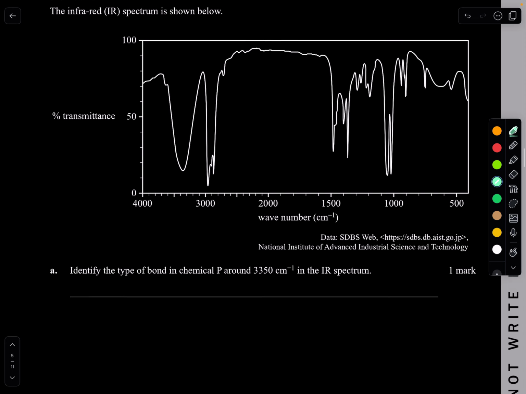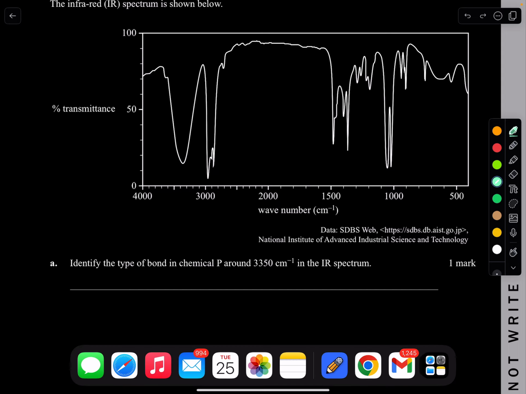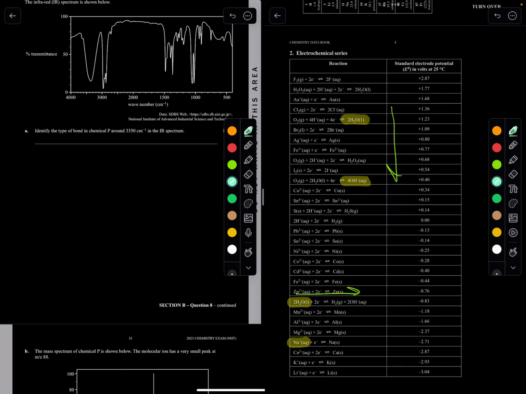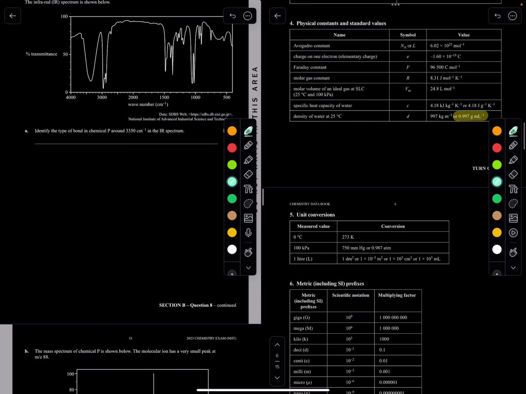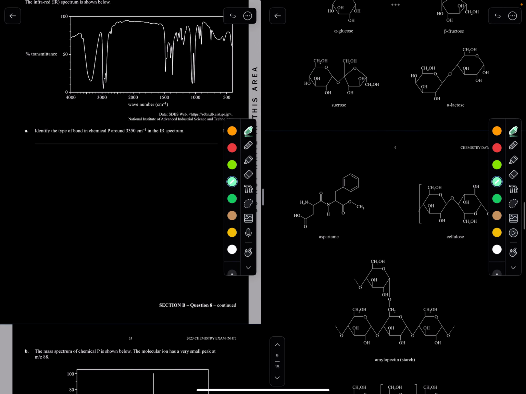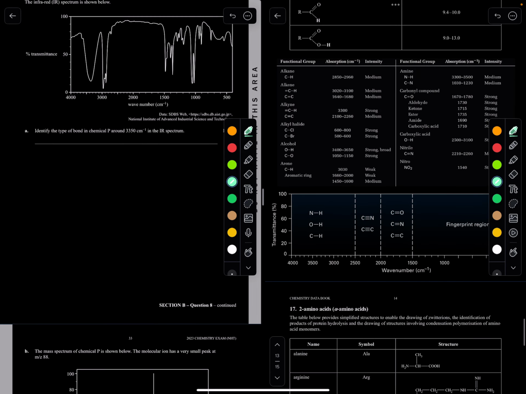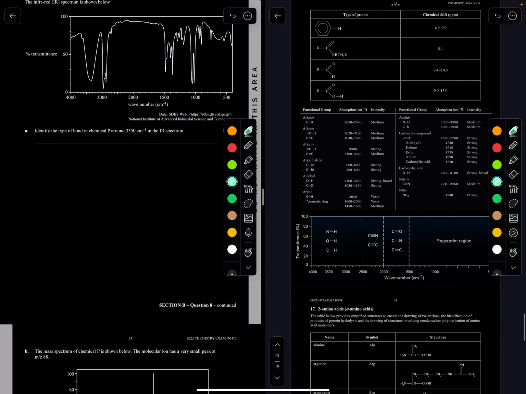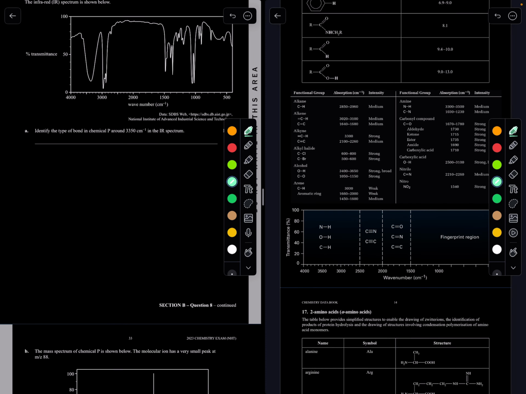The infrared spectrum is shown. Identify the type of bonds in chemical P around 3,350. So this peak here in the IR spectrum. So what is the bond? Easy. To do that, let's use our data sheet. I do have an extra part in my data sheet that I put to help a lot of students simplify everything. Here it is. It's one of the best things that I've put. It is not in your data sheet, but I've put it as an extra in mine to show students how easy it is to do these questions.